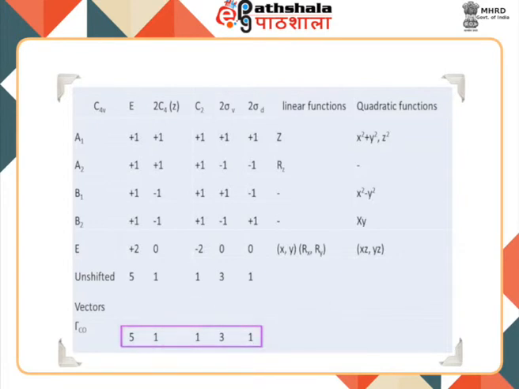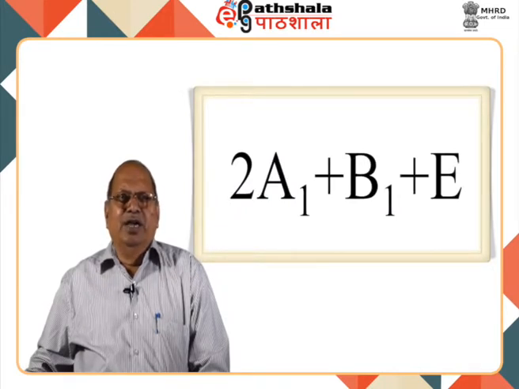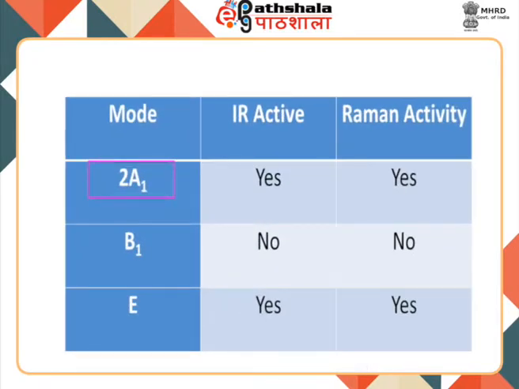And now the character for the CO stretching is 5, 1, 1, 3, 1, and this can be reduced by taking the character table for C4v as 2A1 plus B1 plus E modes. After doing this, let us check the IR and Raman activities of these modes, as given in the table. For 2A1, B1 and E, IR activity is yes, no, yes. That is, 2A1 is IR active, E is also IR active, and B1 is not. Raman activity: 2A1 yes, B1 no, E yes. So if I consider C4v symmetry, there should be 3 IR active modes and 4 Raman active modes, though some of these may coincide.